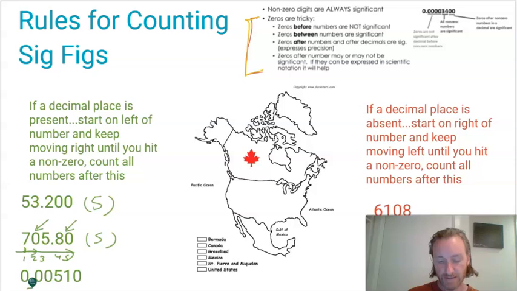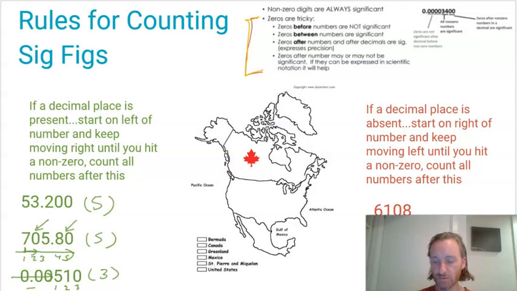Now let's look at this scenario here. Again, the decimal place is present, so we start from the left, but this time we can ignore these zeros, and we're going to count once we hit a non-zero number. So we have 1, 2, 3. So in fact, in this bottom one, 0.00510, we don't have 6 or 5 significant digits. We only have 3. So these zeros here, the leading zeros on the left, we sometimes call them placeholders.